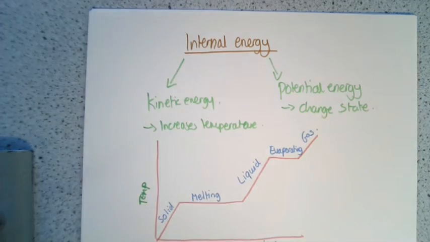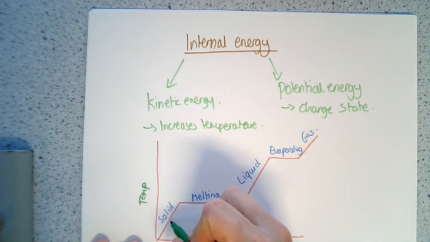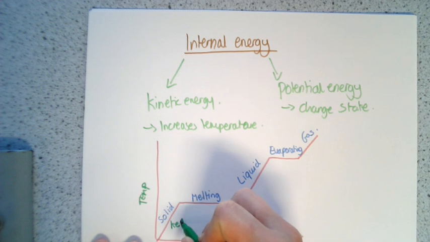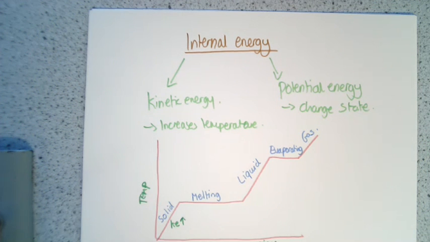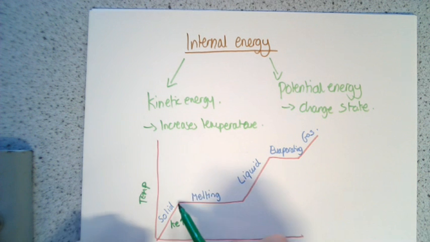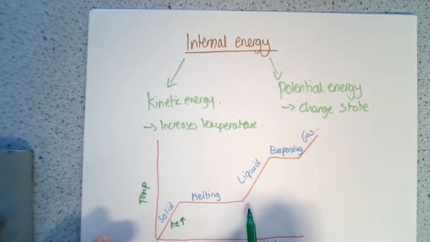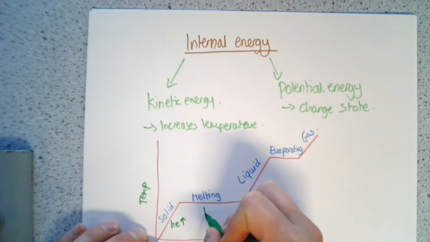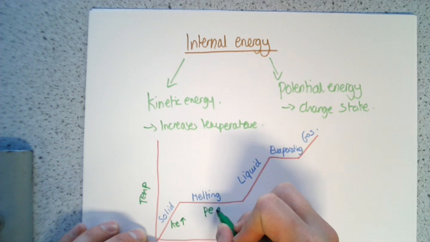If the temperature is going up, that means the kinetic energy is increasing. The kinetic energy is increasing, that means the temperature is increasing. So we're heating up our ice. This point here, when the line is flat, you'll notice the temperature is not increasing. That is because here, the potential energy store is increasing.